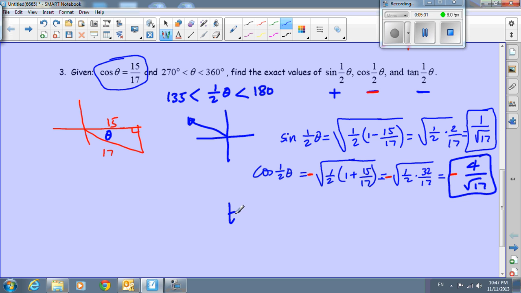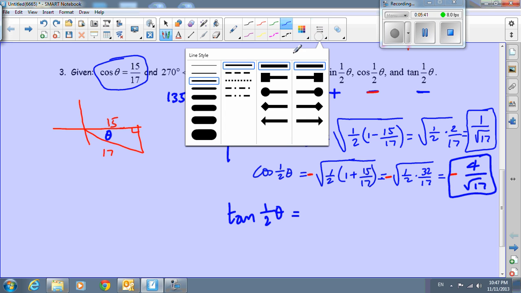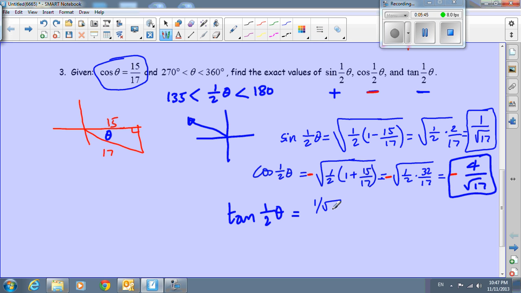The tangent, of course, is the easiest one because it's just the ratio of sine over cosine. And in this case, it will be sine of 1/2 theta over cosine 1/2 theta. So for the tangent, I will say it is equal to 1 over square root of 17 divided by -4 over square root of 17. And my final answer is negative 1/4.